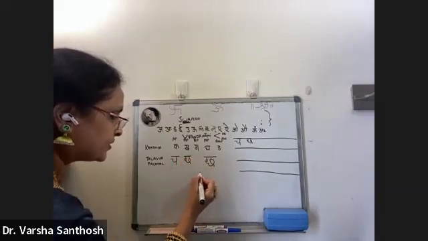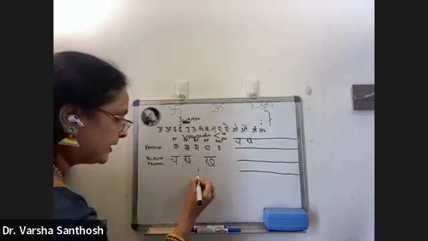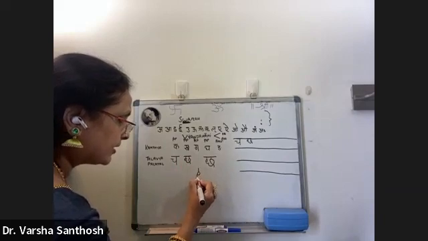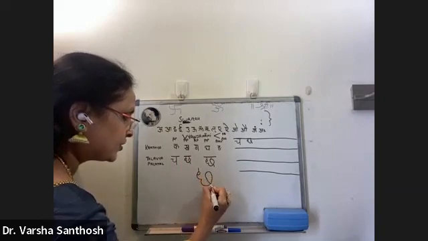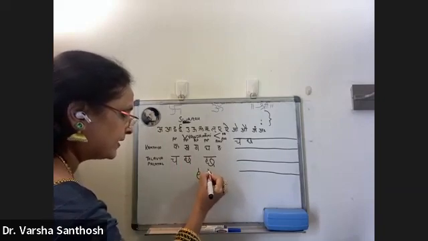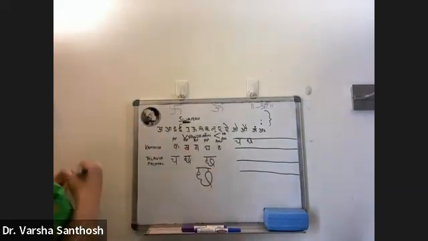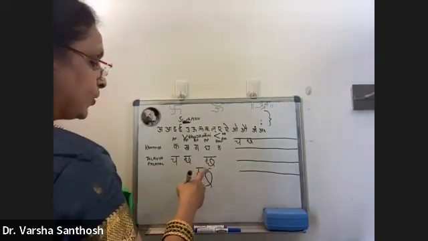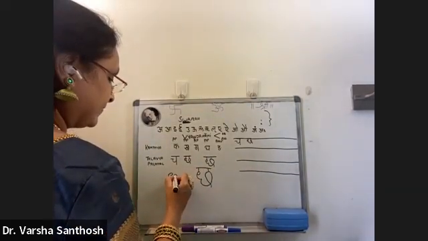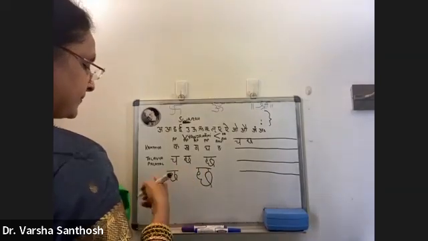chha. Now do it with me: vertical line, one knot, do that curve, then a bigger curve, then the entire knot, then the vertical line. Chha. Many times you might not see both the vertical lines and people will just write it like this.